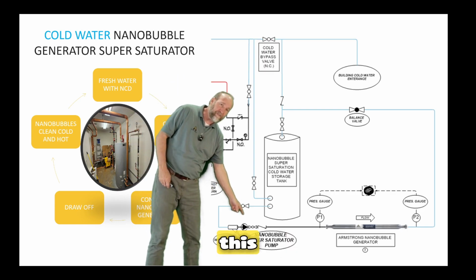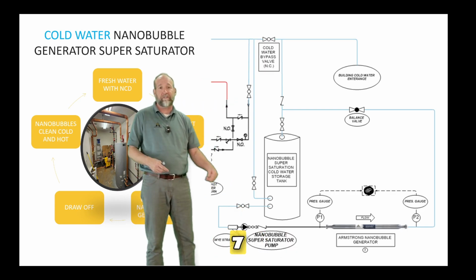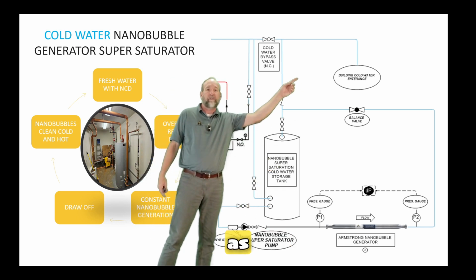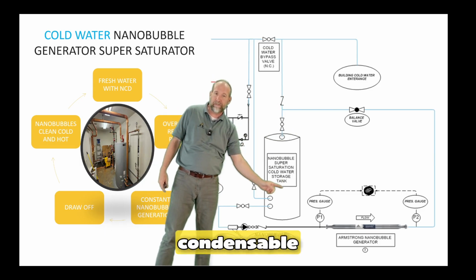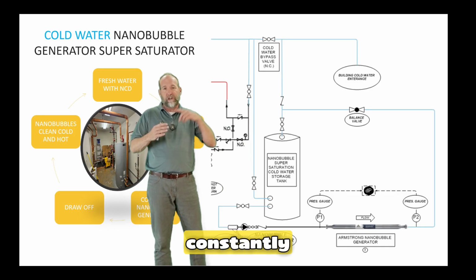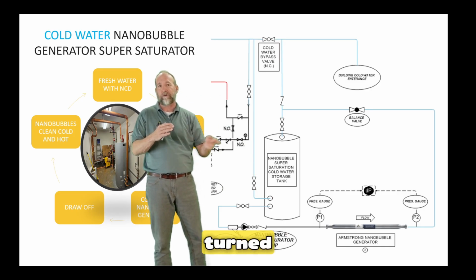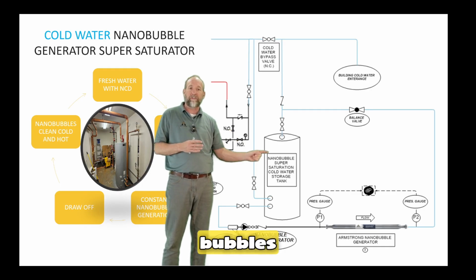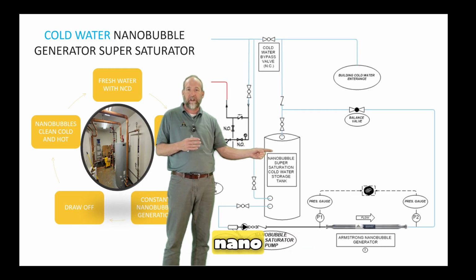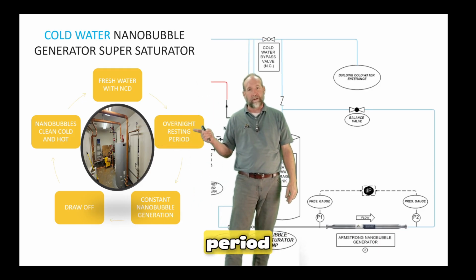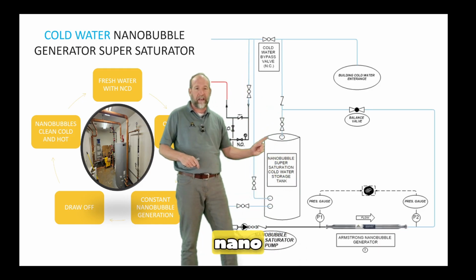But essentially the way this works is this pump runs 24/7, circulating water in and out of that tank through the nanobubble generator. So as the fresh water comes in with non-condensable gases, it goes into this tank, right? Some of the water stays in that tank and it's constantly turned over and turned over and turned over. Those non-condensables get shredded and cavitated into nanobubbles, and we get a super concentration of nanobubbles in this tank, especially during this overnight resting period, okay? That's when we mostly make all that nano, is at night.